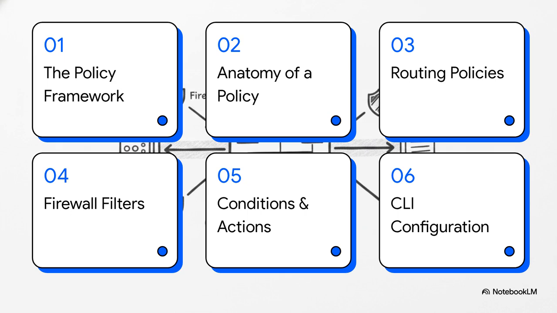Here is our game plan for today. 1. The Junos Policy Framework. 2. Anatomy of a policy. 3. Routing policies explained. 4. Firewall filter concepts. 5. Match conditions and actions. And finally, 6. Configuring and monitoring.